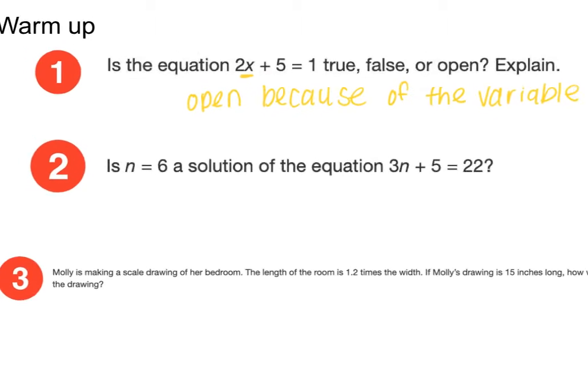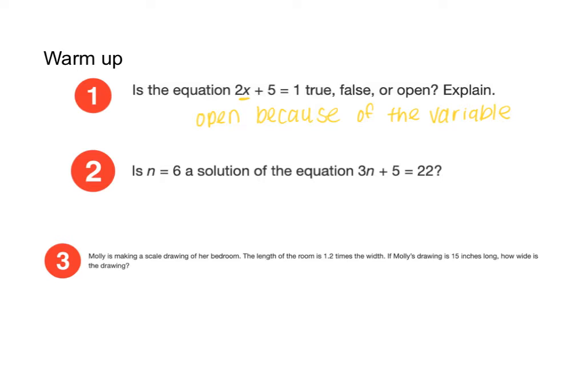Is n equal to 6 a solution of the equation 3n plus 5 equals 22? What we do here, guys, is we take this n equals 6 and plug it right into our n. So from this equation, we get 3 times 6 plus 5 equals 22. All I did there was take our 6 and plug it in for where n was in the equation. From this point, we are going to multiply first because of PEMDAS.